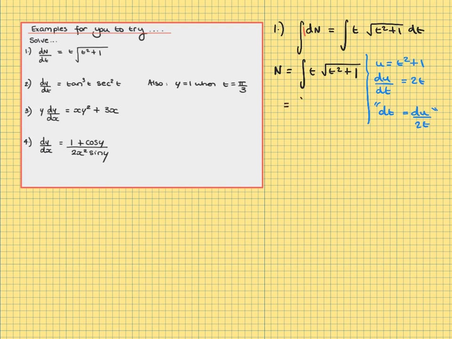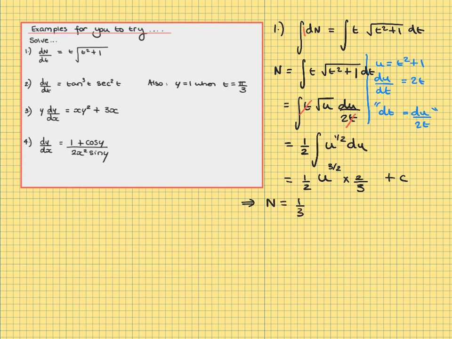The integral then becomes the integral of t, I appear to have lost a dt there, t square root of u, and then du and the 2t there in the denominator. The t's cancel, and we're left with a half, which I'll pull outside the integral sign, the integral of u to the half du, which is a half u to the power of 3 over 2, then dividing by 3 over 2 is the same as multiplying by 2/3, and let's put in the plus c. This then gives me n equals 1/3 of t squared plus 1 to the power of 3 over 2 plus c. Finished.